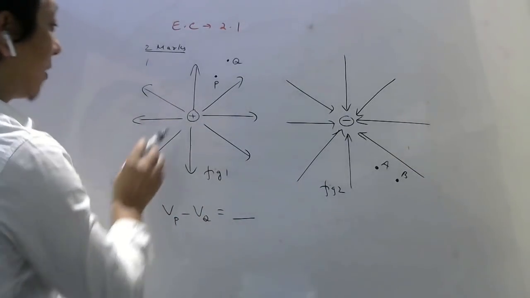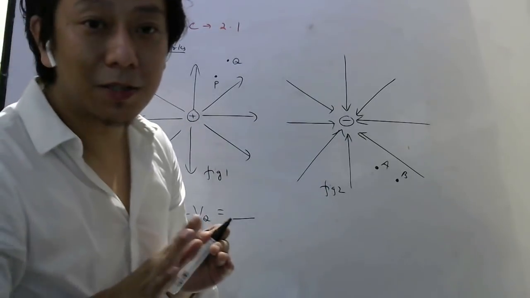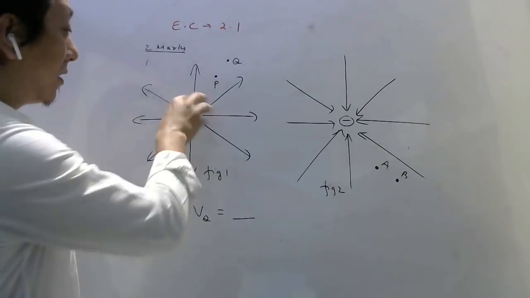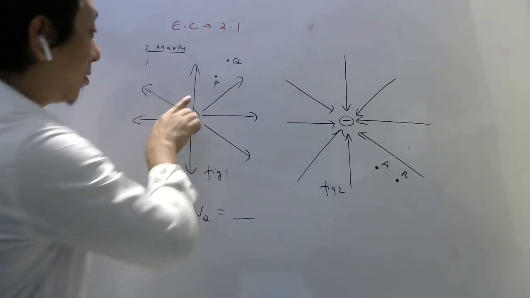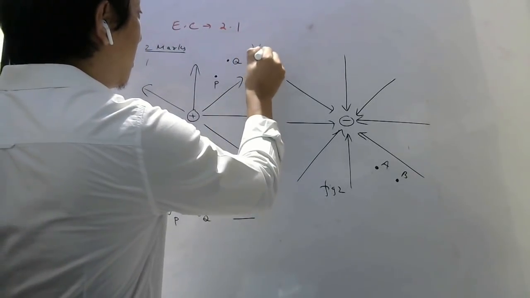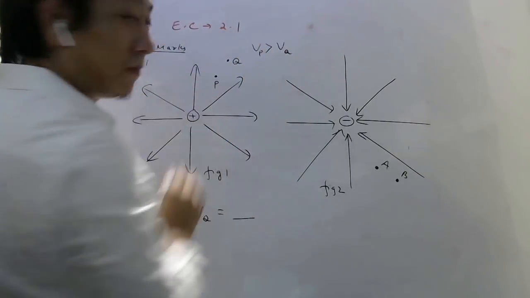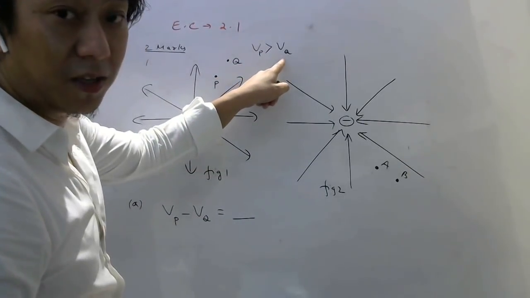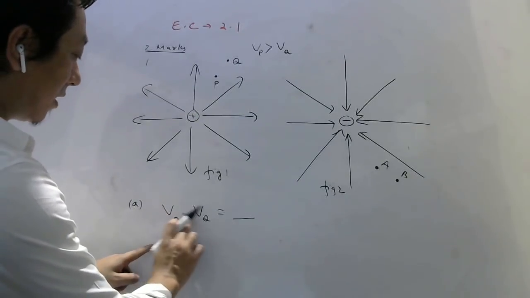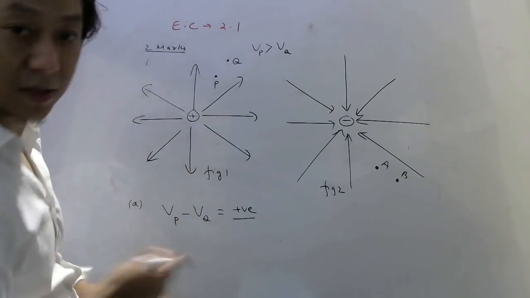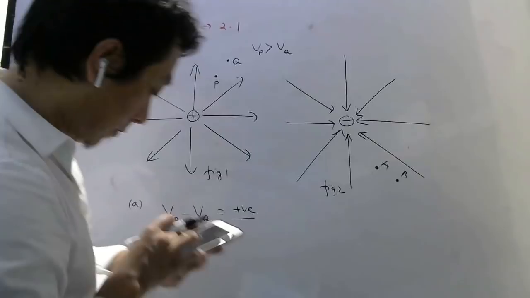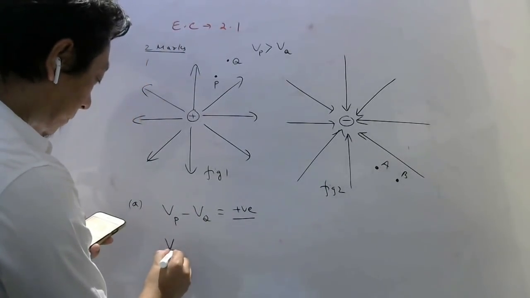Now listen carefully. Just remember, the electric field is always from higher potential to lower potential. So if it is a positive charge, the electric field is radially outwards, so the electric field should be from higher potential to lower potential. That means Vp is greater than Vq. So greater minus smaller will be positive. Easy, right?